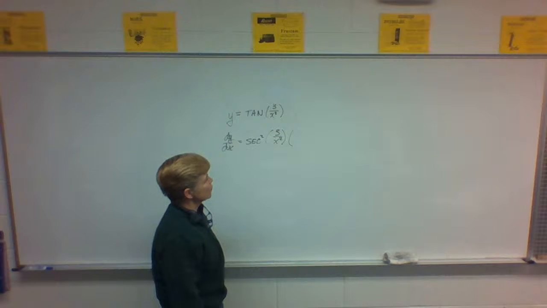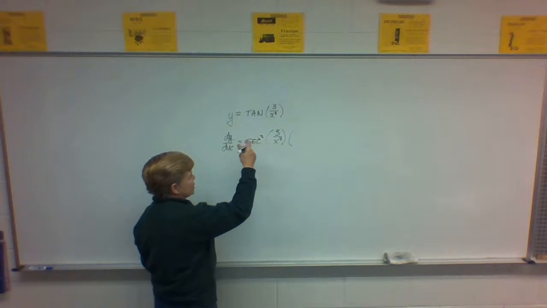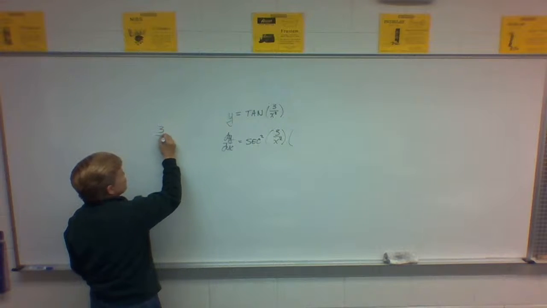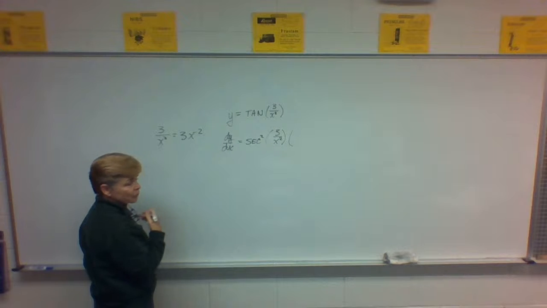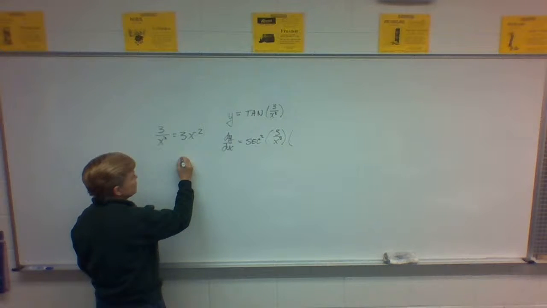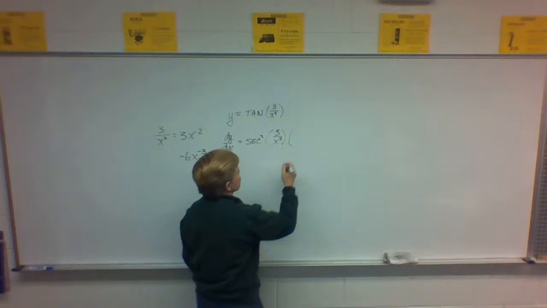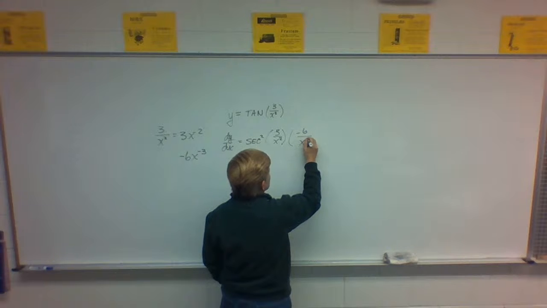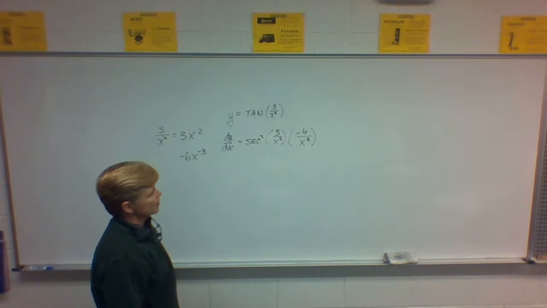You could use the quotient rule if you want. There was a trick to it. Here's a little piece of scratch paper, which we'll deal with. I want to differentiate this 3 over x squared, and I'm going to rename it 3x to the negative 2 to do it. Which would be negative 6x to the negative 3, which is negative 6 over x cubed. If you wrote it like that, I'd give you full credit. You don't have to simplify that if you don't want.